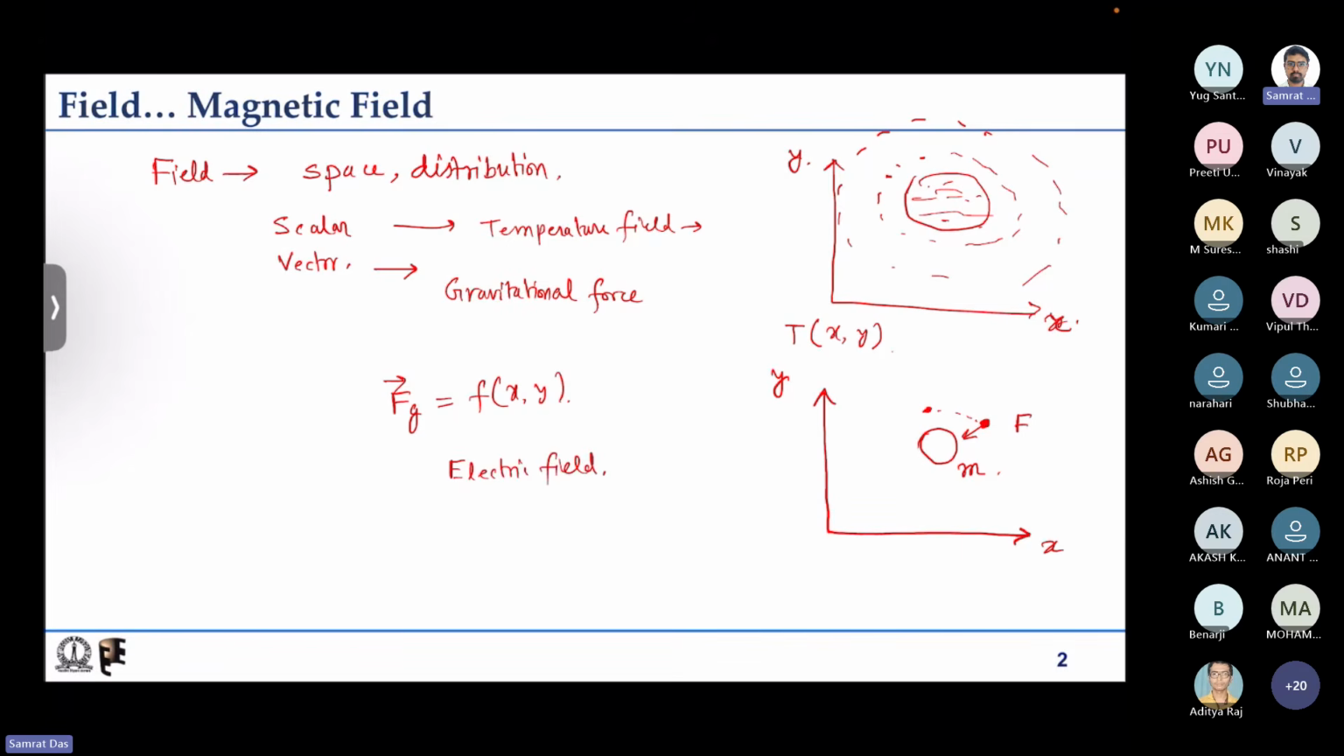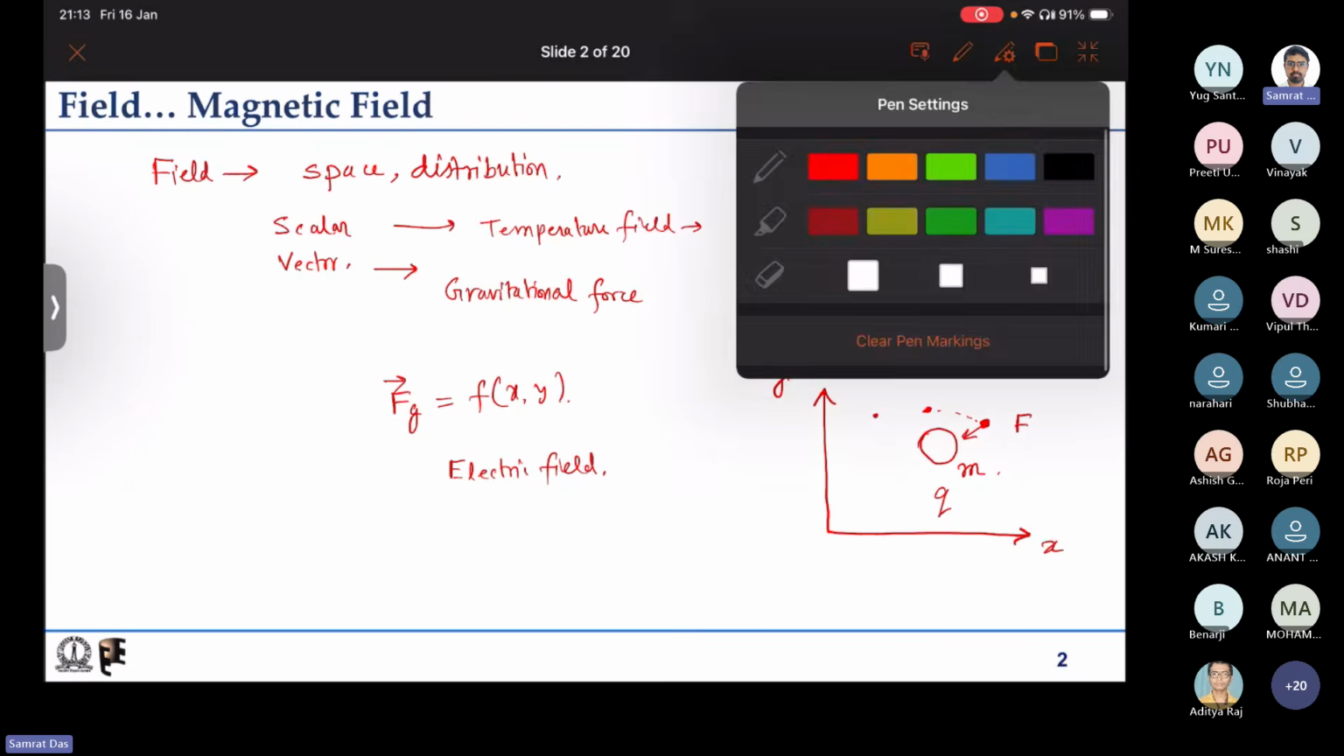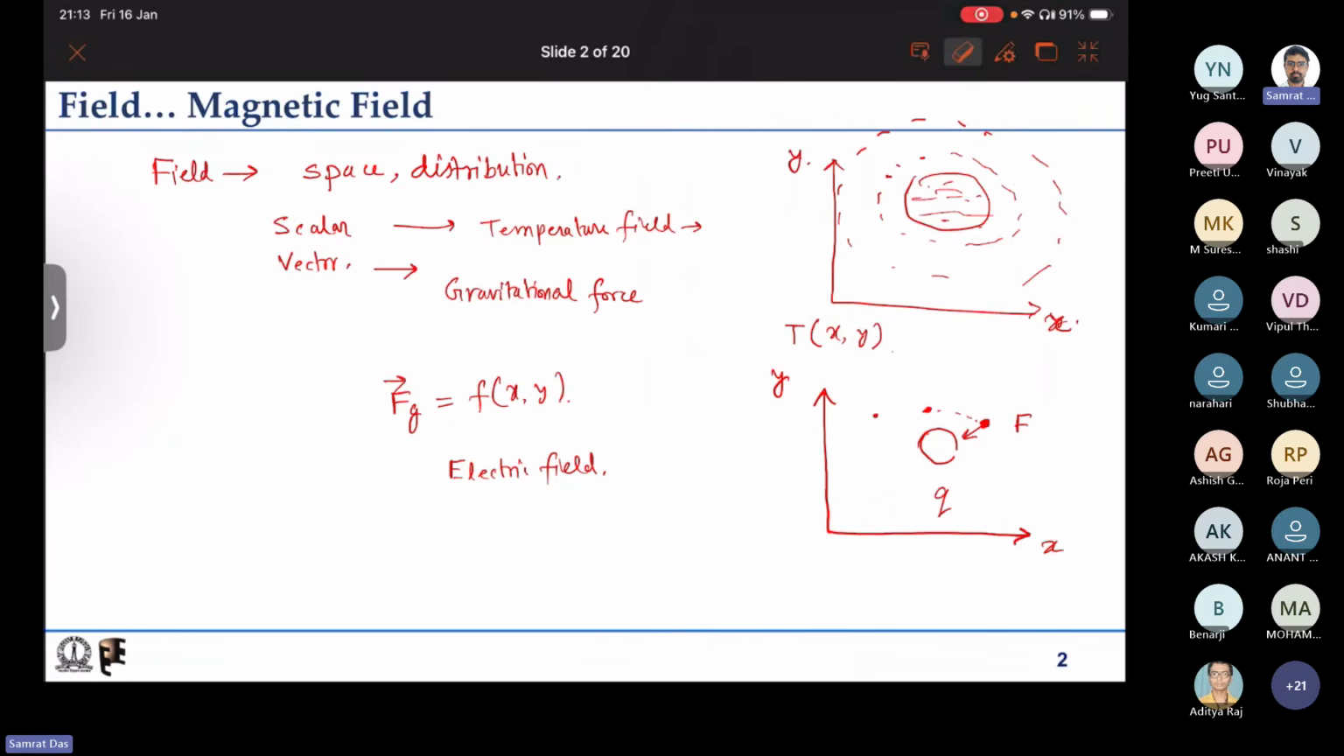So the mass will be just replaced by some charge of q coulomb. Then if there is certain other charge, say a unit charge, in the same space, only the point mass I am replacing by a certain charge, it will experience a certain force. The only change from the gravitational field is that it can be attraction as well as repulsion based on the sign of the charge.